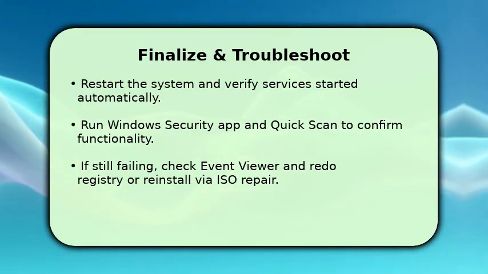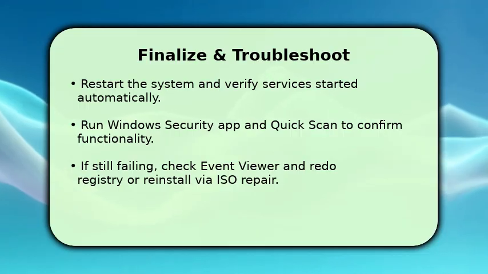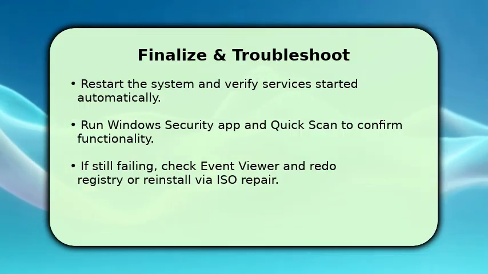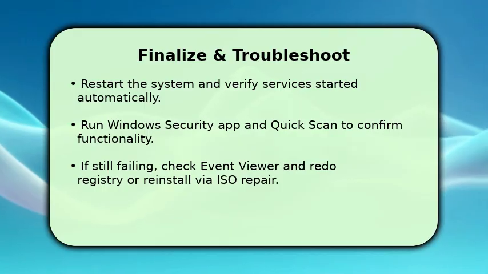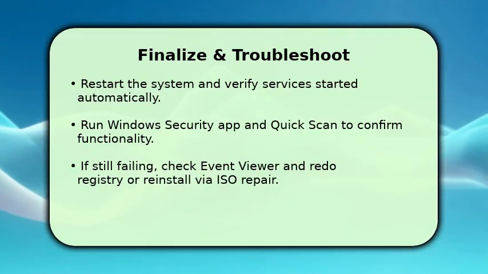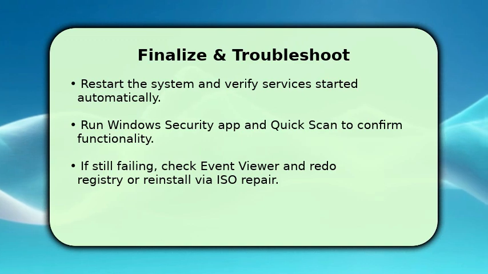If Defender remains missing or throws errors, check Event Viewer for specific error codes, then reapply the registry fix or perform an in-place Windows 11 repair using ISO. One key troubleshooting tip: always check Event Viewer Error ID before major changes.